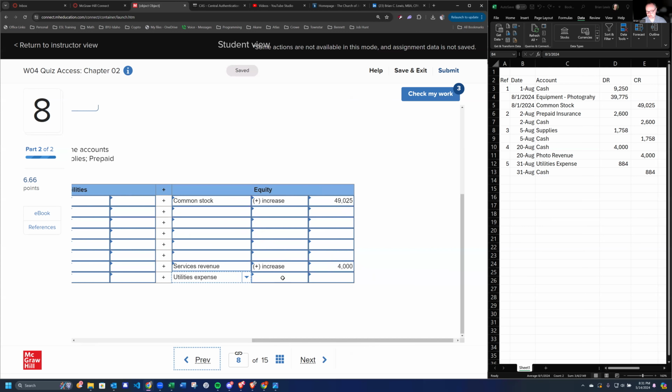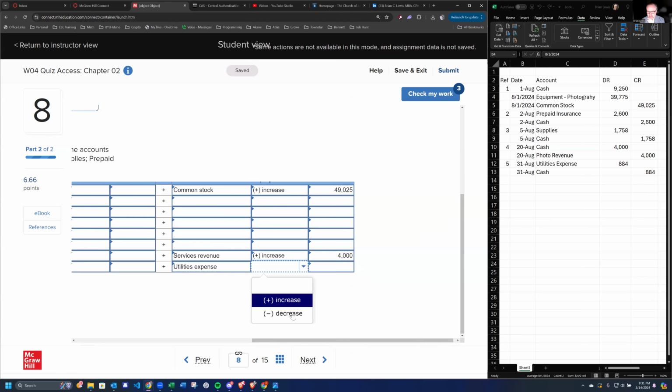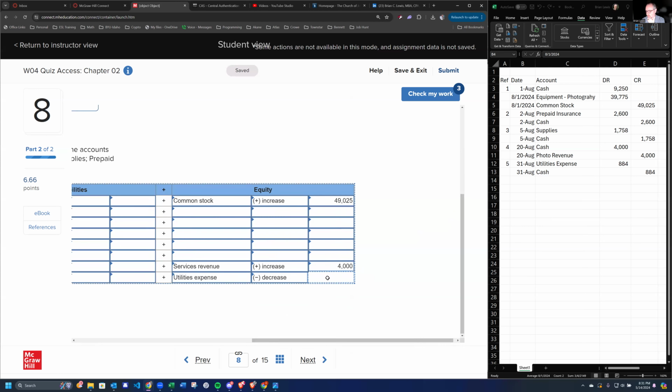Utilities expense is going to be actually increased on this one. Is that right? No, because we're on the equity side. So we have to flow this through to what it means to equity, not what it means to utilities expense, because utilities expense goes up, but equity comes down. Yeah. So this is going to be a decrease, and it's going to be for the 884.